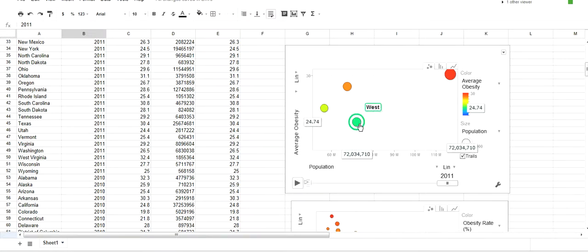Next, let's look at the West down here. The West had a population growth of about 7 million over the course of these 6 years, looking at about a 3% increase in obesity. So the obesity is slowly growing, but those western states aren't really growing as fast as their obesity rates are.